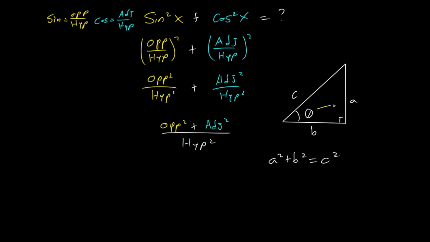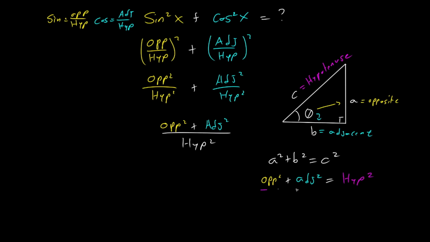So, instead of writing this as A, let's call this the opposite, because it is opposite from the angle. Then in this case, B would have to be the adjacent, because it is right next to the angle. And C, since it is the longest side, we will call the hypotenuse. Alright, then let's rewrite it. Then what we have is the opposite squared plus the adjacent squared is equal to the hypotenuse squared.